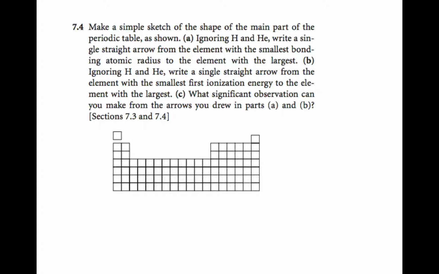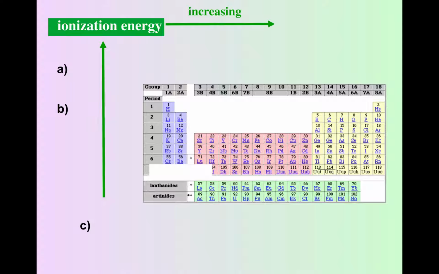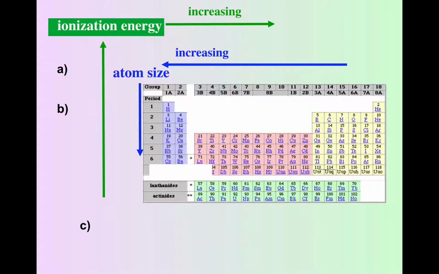All right, so the trend on the periodic table is as you go up a group, you increase in ionization energy, and as you go across a period, you increase in ionization energy. All right, so that's how it works. So if you're looking at the hardest atom to take an electron off of, that would be helium.